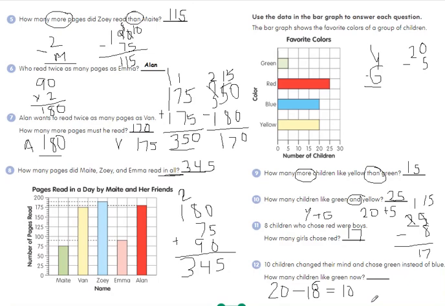So now I have 10. So how many children like green now? So if 10 of them like green, I have to take what I had before, green 1, plus green 2. So 10, since 10 of them like green now, and the 5 that already liked green. So now I get 15.